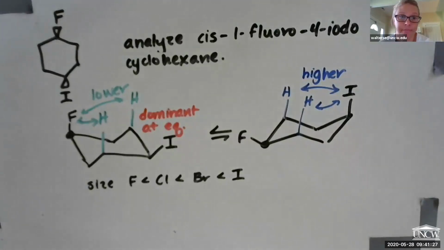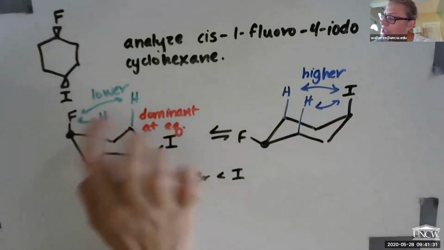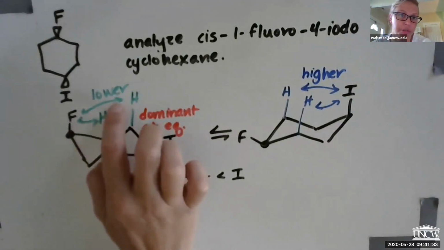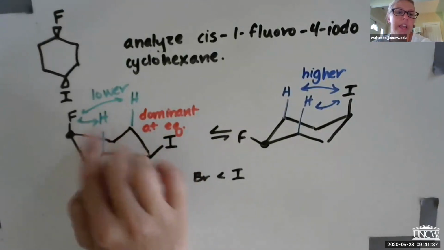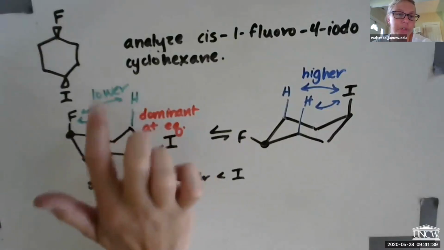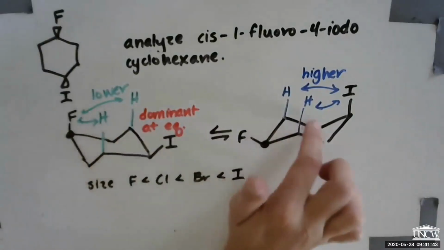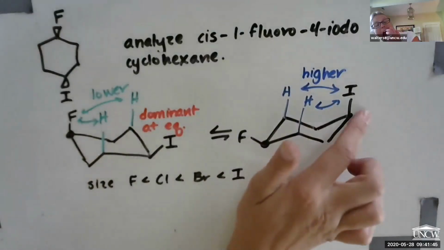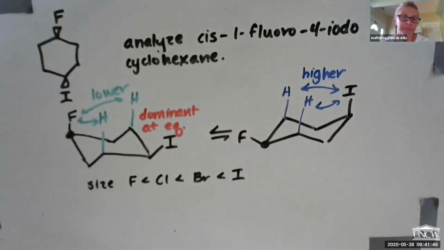Add. Okay, thanks. Yeah, so if this strain, fluorine to hydrogen, is let's just say 3 kilojoules per mole, then this one is 3 kilojoules per mole as well, and the total contribution would be 6. Gotcha, thank you. And then over here, it would be higher because the iodine is much bigger. Thanks. Yep. Anything else?